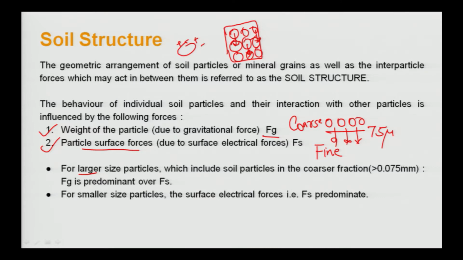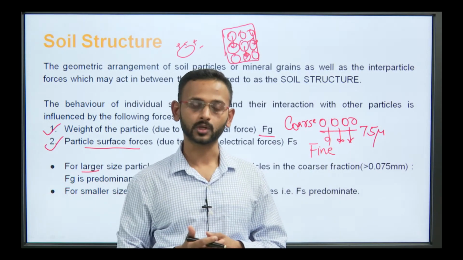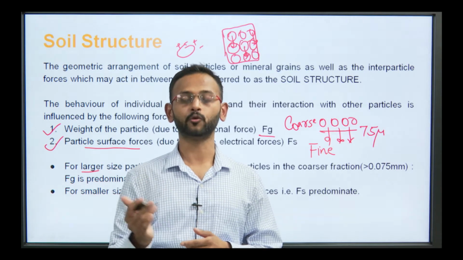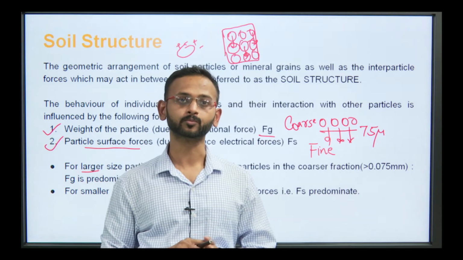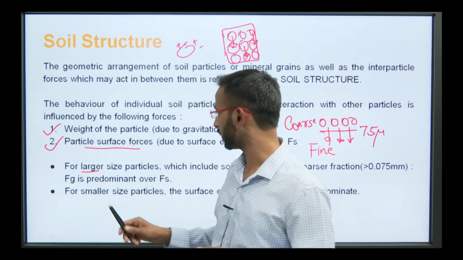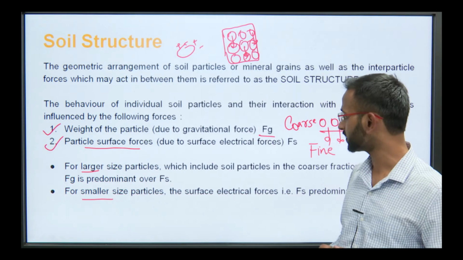These are all bigger particles. Bigger particles will have some weight, and the weight which they have will act on the subsequent lower particles because of their own heavy weight. The surface electrical charges may also be there, but in that case the gravitational force will be more than the surface electrical forces.